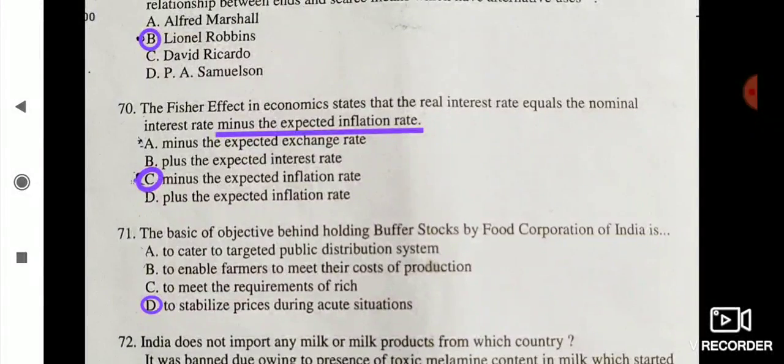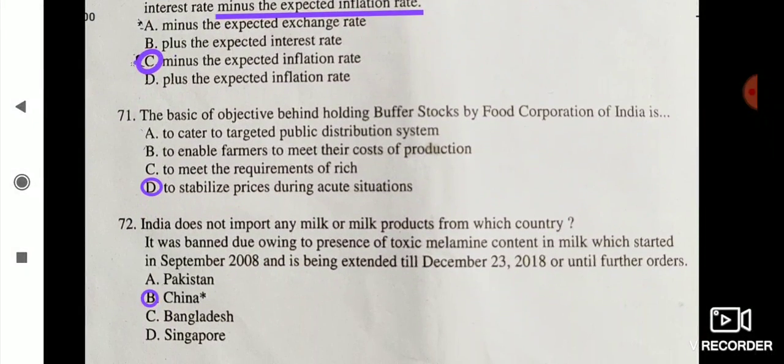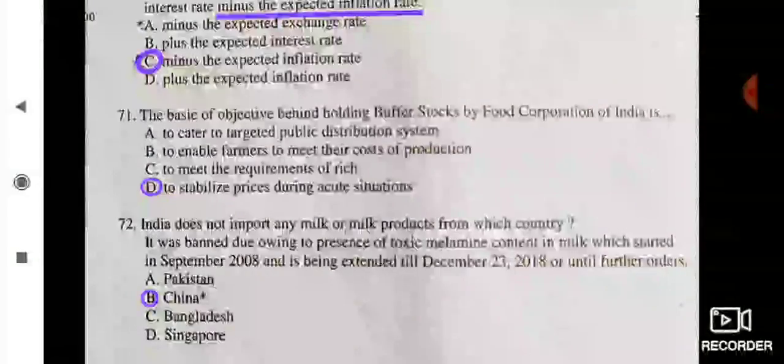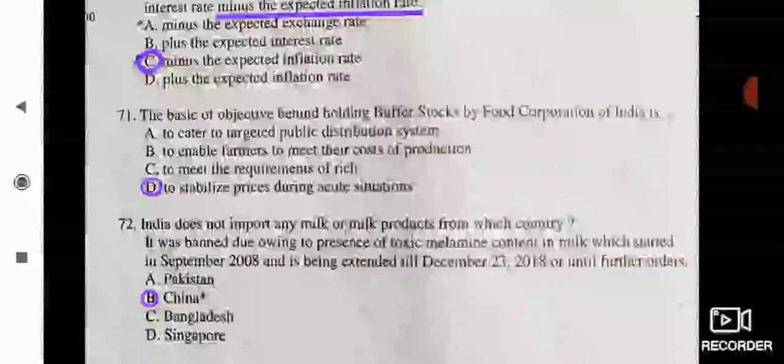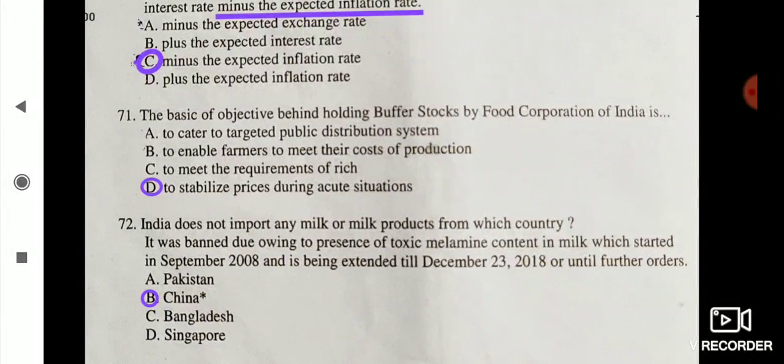The next one: the basic objective behind holding buffer stocks by Food Corporation of India is, given options are, to cater to targeted public distribution system, to enable farmers to meet their cost of production, to meet the requirement of reach, to stabilize prices during acute situation. And here the main objective behind holding buffer stock by Food Corporation of India is to stabilize prices during acute situations, and it is given in option D. So here option D is the correct answer.